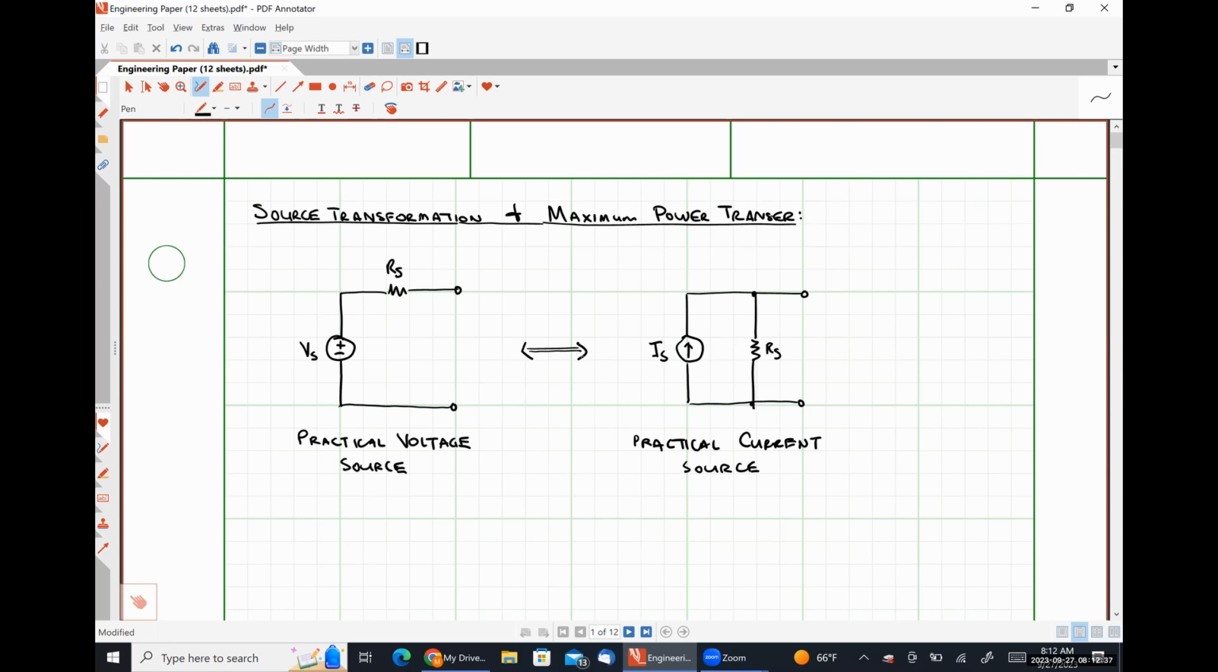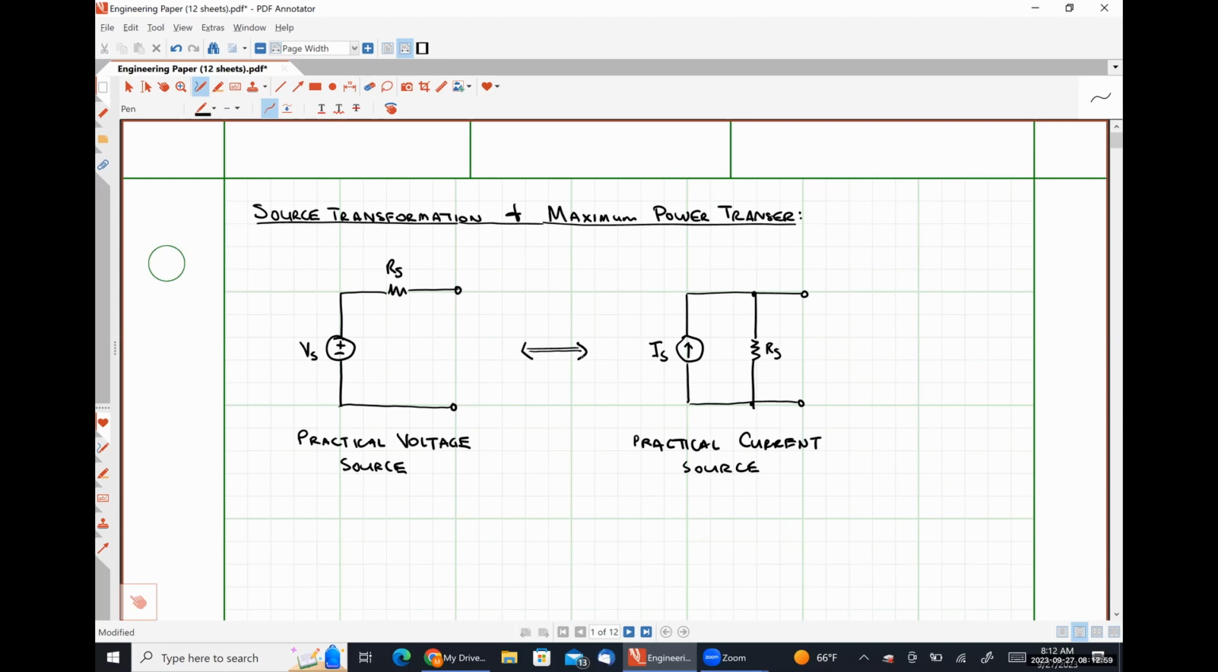And from a circuit analysis perspective, we don't really care either. We just want to use whichever representation makes our analysis easier. So being able to transform between those two different practical source representations can aid in our circuit analysis. So it's just another little tool in our toolbox to try to make things easier on ourselves.